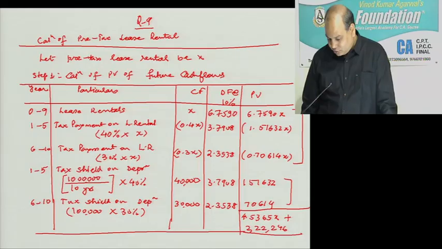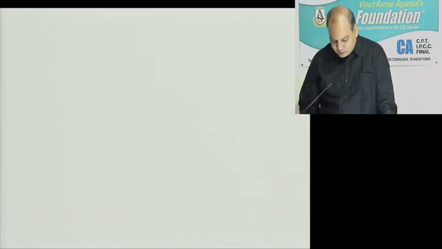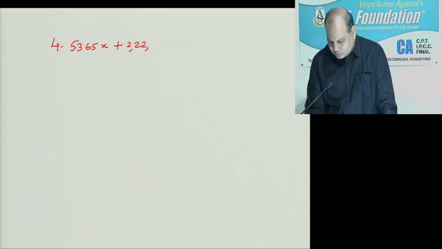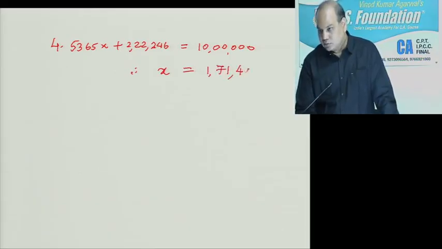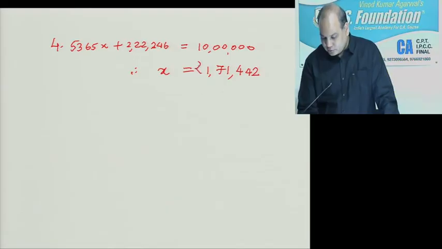Now, write yourself one equation, 4.5365X plus 2,22,246. And how much was your investment in this asset? Is it 10 lakh? 10 lakh. Therefore, X equal to 1,71,442. 444. Write 444.